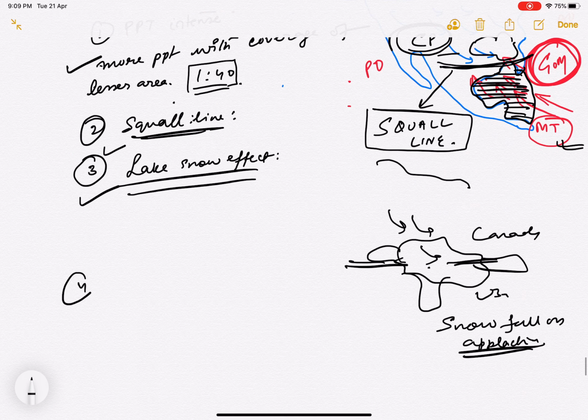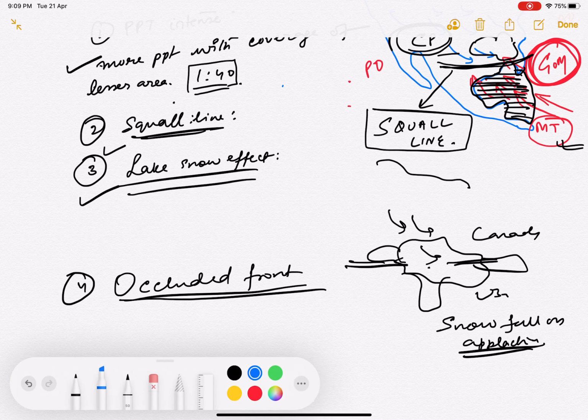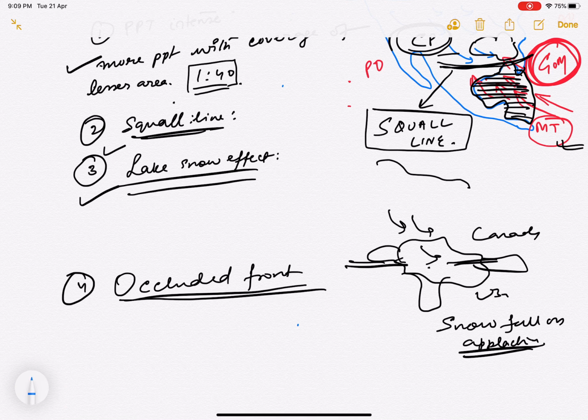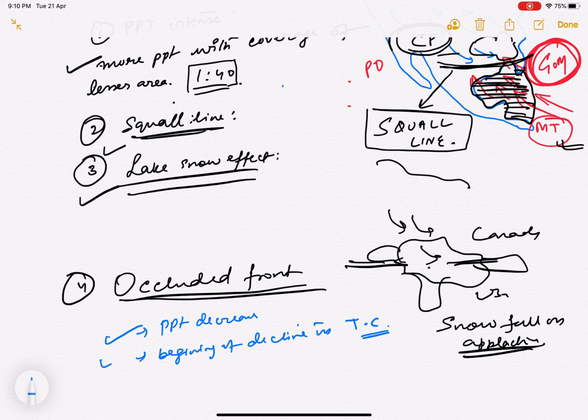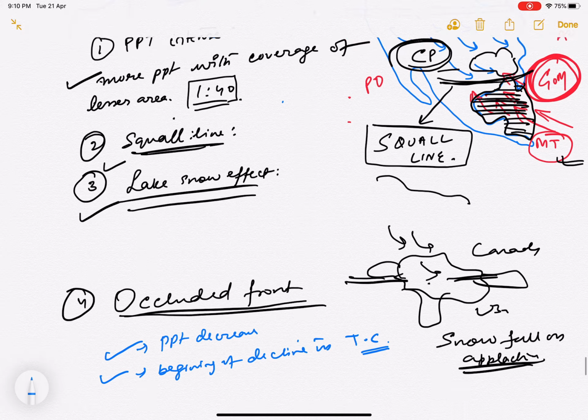Next, last but not the least, is the occluded front. What is this occluded front? In the occluded front, first of all the cold front had complete coverage of the area. Hence, what will happen? First of all the precipitation decreases, and last but not least it will result in the beginning of the decline of the temperate cyclone. These are the two things that you experience with the occluded front. I hope it was clear.